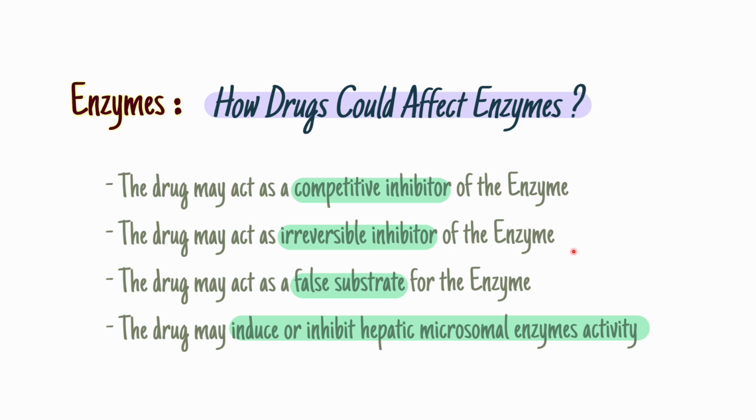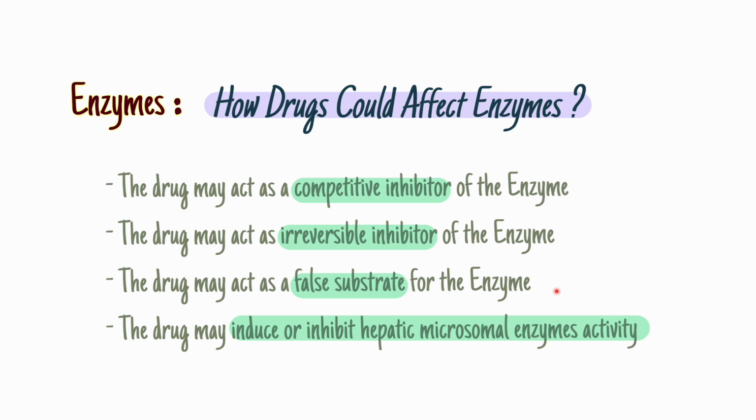The third one, a drug may act as a false substrate for the enzyme. An enzyme, when it binds with any molecule, that molecule is called a substrate. And this drug can fool the enzyme, let's say, and bind with it as a false one. An example is methyldopa.